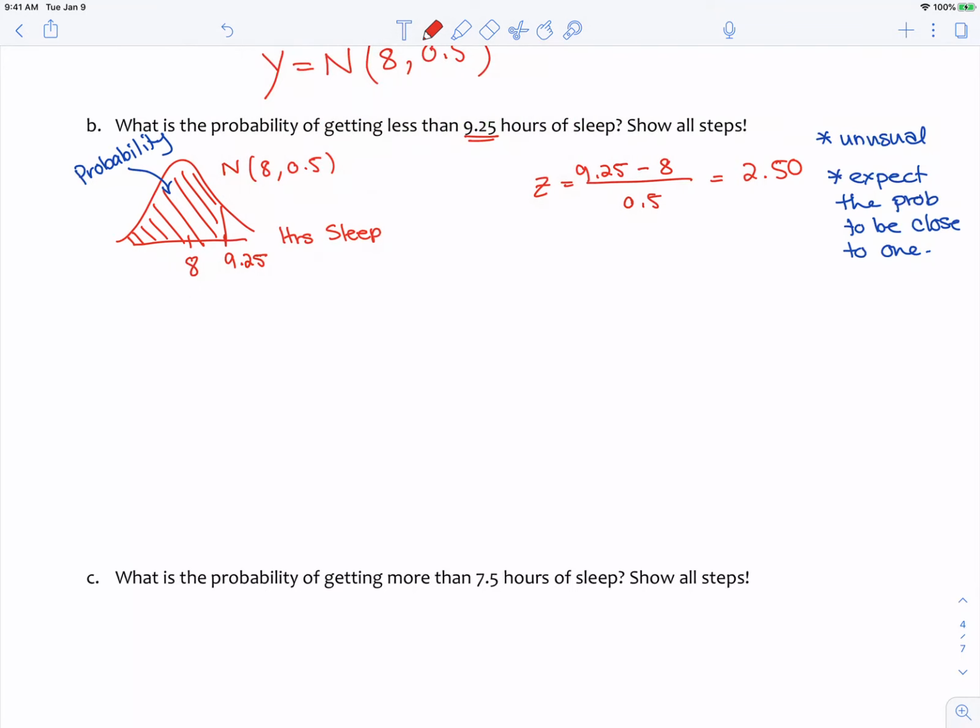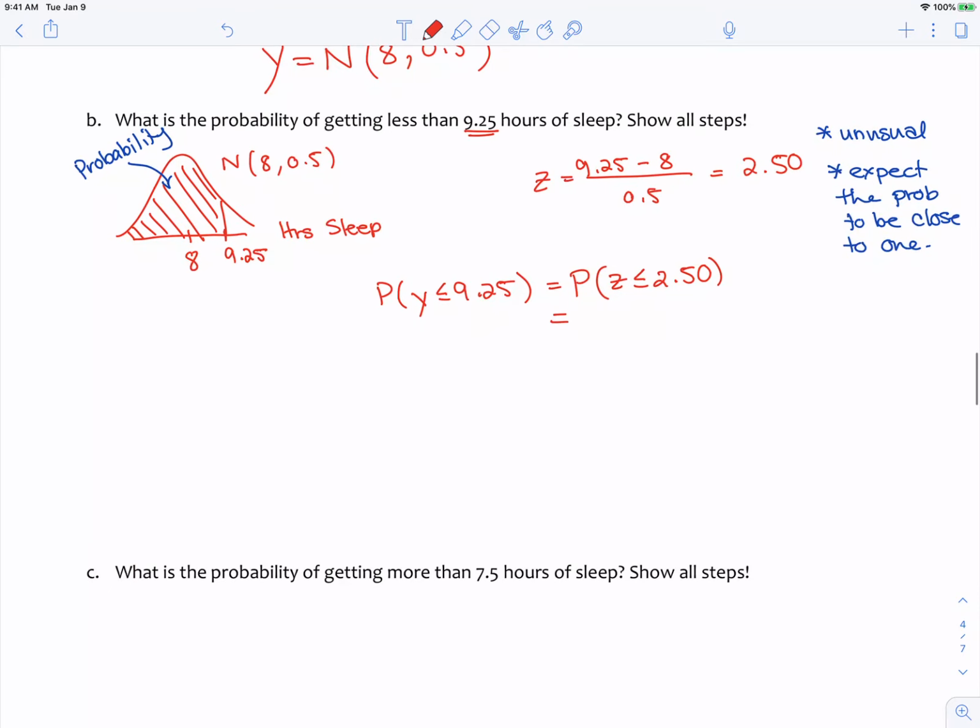So we have the probability of y being less than or equal to 9.25, and that is equivalent to the probability that z is less than or equal to 2.50. So we get that set up. Then we can go to GeoGebra to find the probability itself.